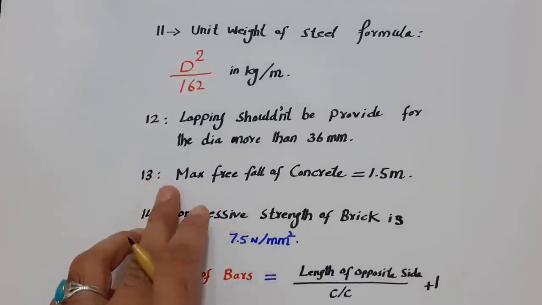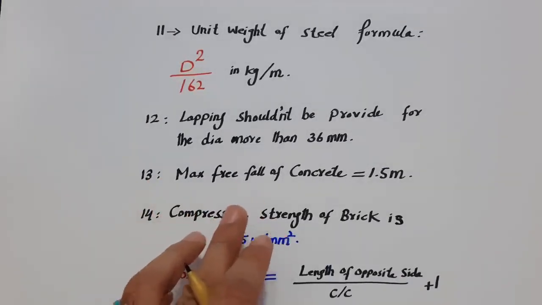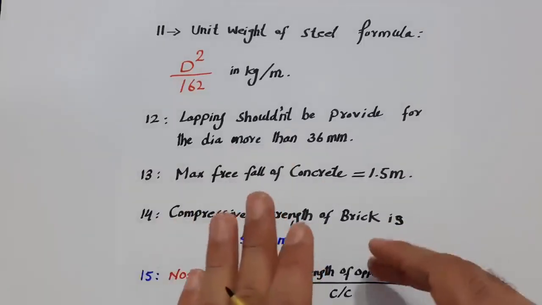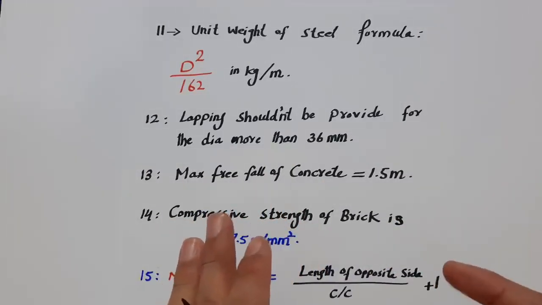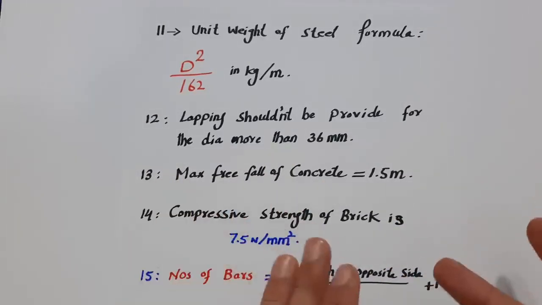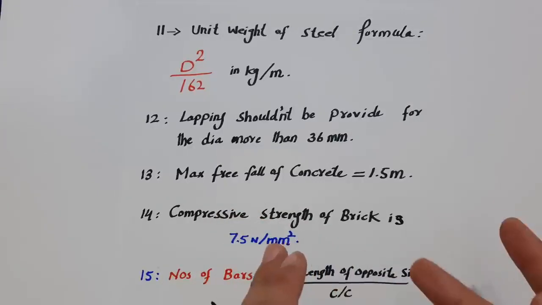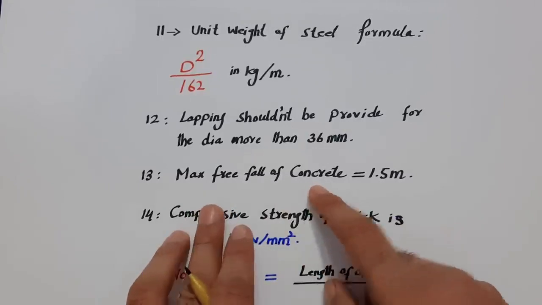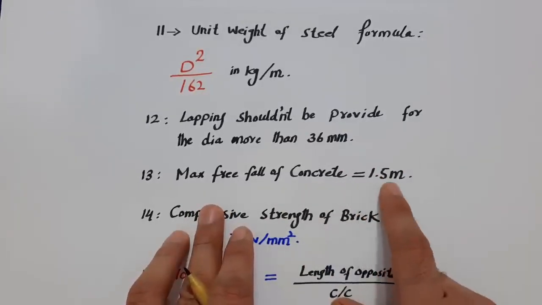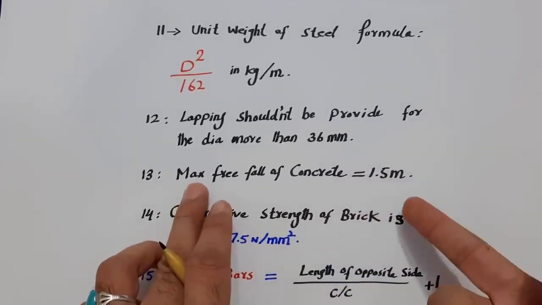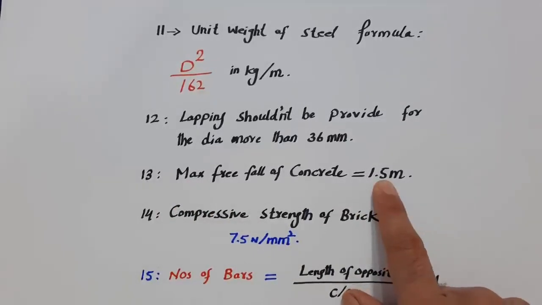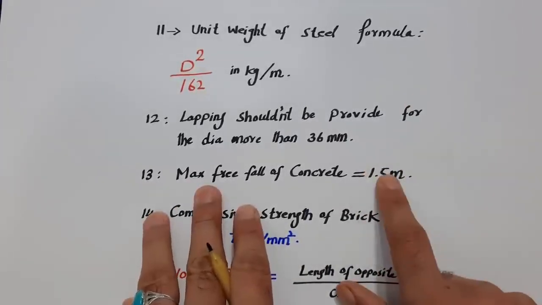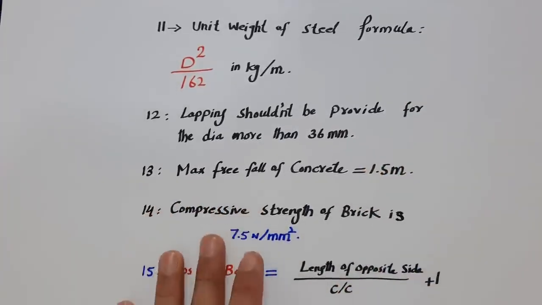Guys, the 13th one is max free fall of concrete. When we are pouring concrete in a slab or in any RCC member, the concrete height should not be more than 1.5 meter. So max free fall should not be more than 1.5 meter. Otherwise it will cause bleeding, segregation, etc., and you will face problems.